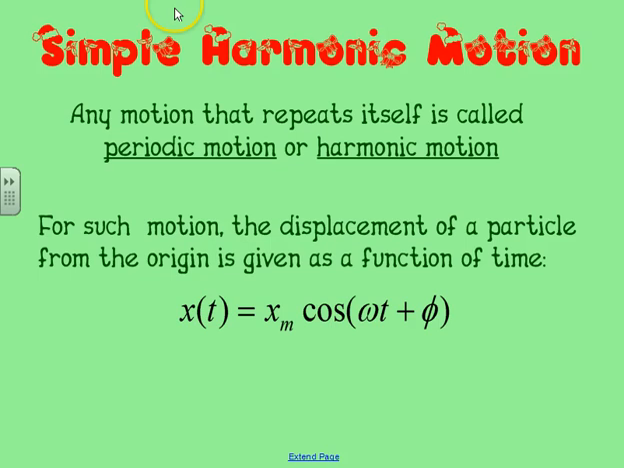For periodic motion, we have an expression for the displacement of the particle. As you can see here, that expression is related to the cosine of a function. x of t, the position as a function of time, is given by x sub m times the cosine of omega t plus phi.